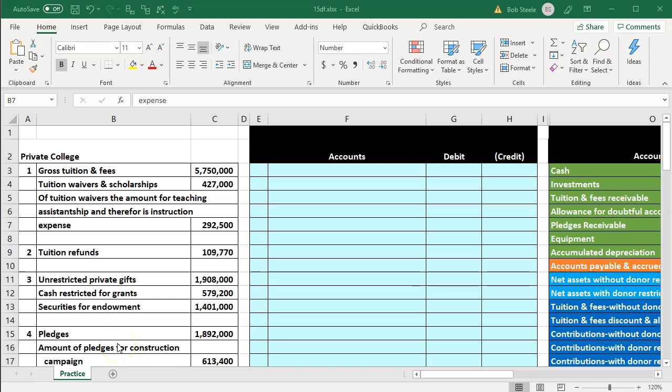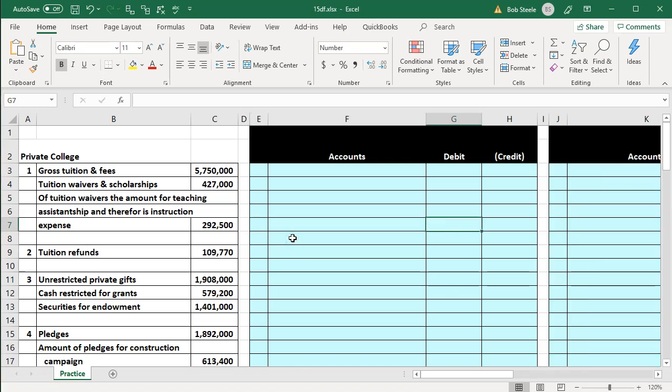In this presentation, we will work a comprehensive problem related to a not-for-profit organization, a non-profit organization, which happens to be a private college. The information is going to be on the left side. We're going to put that into the blue area on the right side. Within the blue area, we're going to have the general journal.